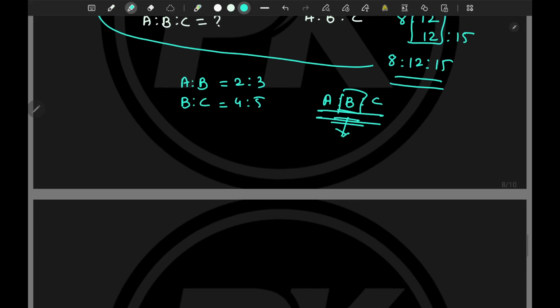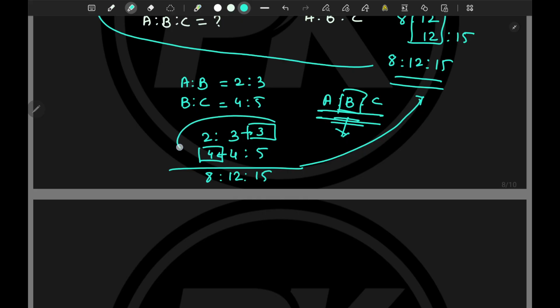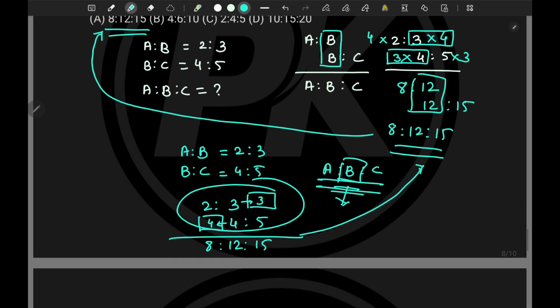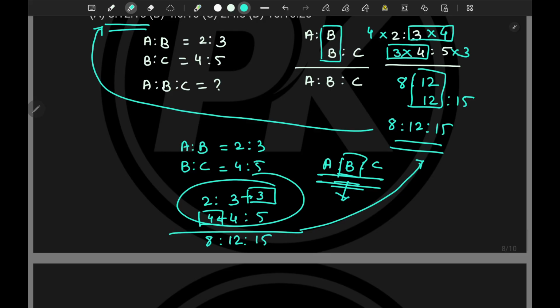We have one more way to solve such problems. In a similar way, just write 2 as to 3 and here write 4 as to 5. Now this one is empty, this one is empty. Write this number here, this number here, and just multiply vertically. 2 into 4 is 8, 3 into 4 is 12, 5 into 3 is 15. So 8 as to 12 as to 15, the same answer. We have two methods: one explains the concept and one explains the method of solving in the examination.